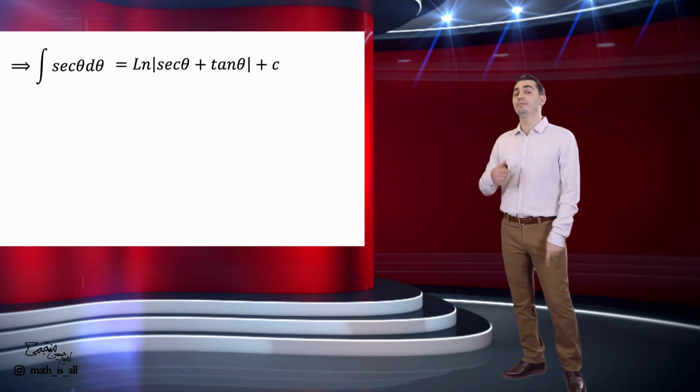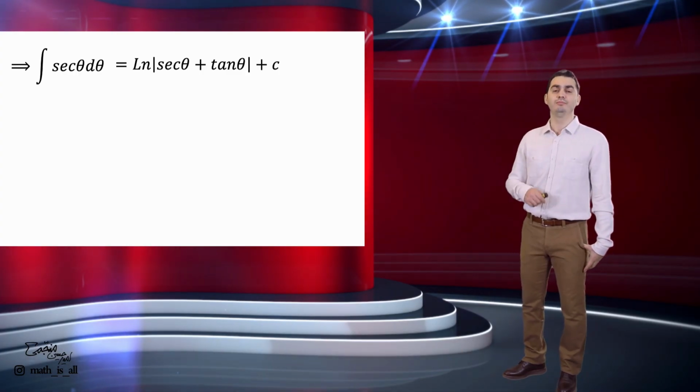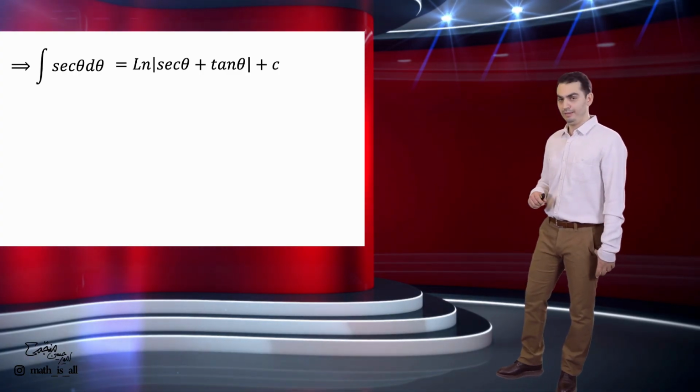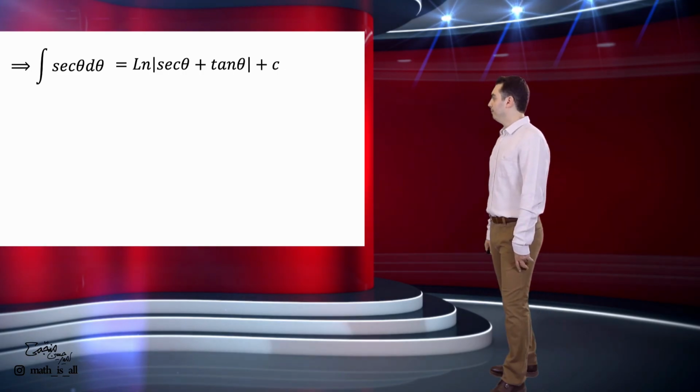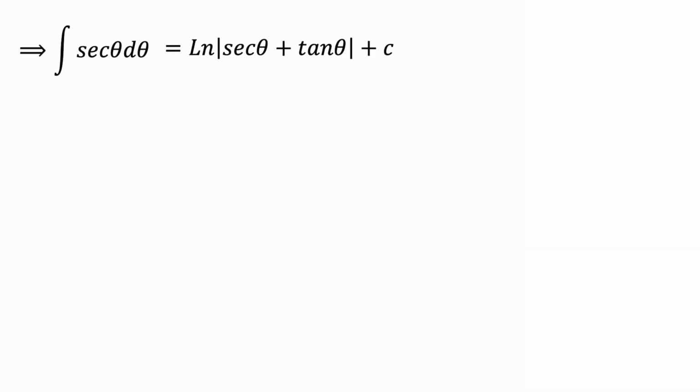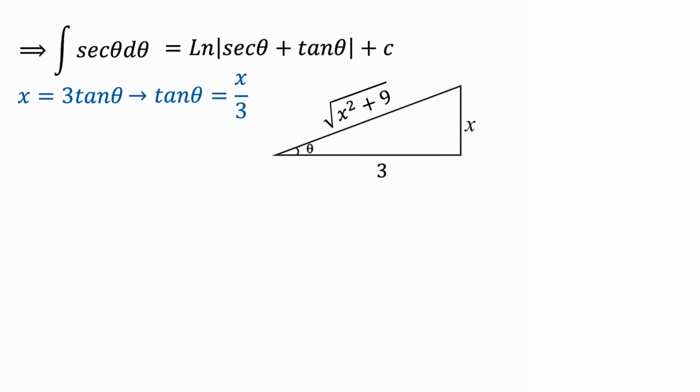However, our current solution is expressed entirely in terms of theta, whereas the initial problem was originally presented in terms of x. Consequently, we absolutely need to convert theta back into the variable x. We had defined x as 3 tangent theta. So what did tangent theta become? It was x over 3. What was tangent theta? The opposite side over the adjacent side. So the opposite side is x. And adjacent side is going to be 3. I'm going to draw a right triangle now. The side that is opposite is x, and the adjacent side is 3.